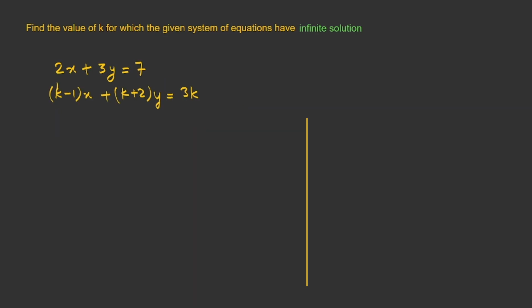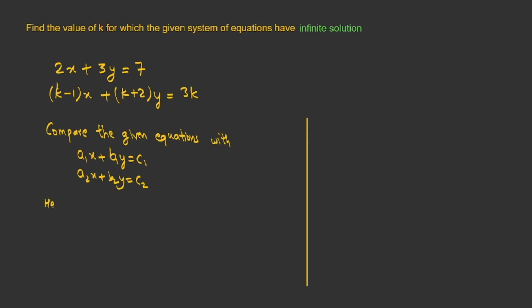Let us see another question that is related to the infinite solution. So here you have to find out the value of k. 2x plus 3y is equals to 7, k minus 1 x plus k plus 2 y equals to 3k. Again, you will compare these equations with a1x plus b1y equals to c1 and a2x plus b2y equals to c2. सो यहाँ से आपको वैल्यूज़ मिल जाएगी a1 a2 की और b1 b2 की, c1 c2 की.